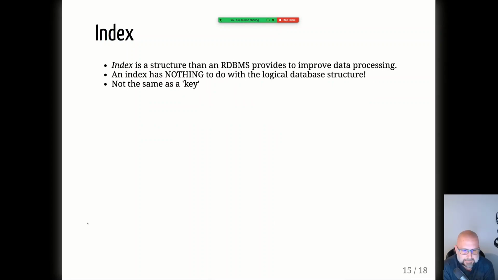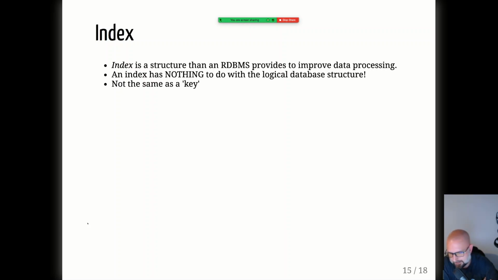An index is a structure that an RDBMS provides to improve data processing speeds. I thought it was funny in the book. They said this has nothing to do with the logical database structure, which is very true. It's not the same thing as a key. So the key is that primary identifier. That's our primary key, the unique identifier in a table.